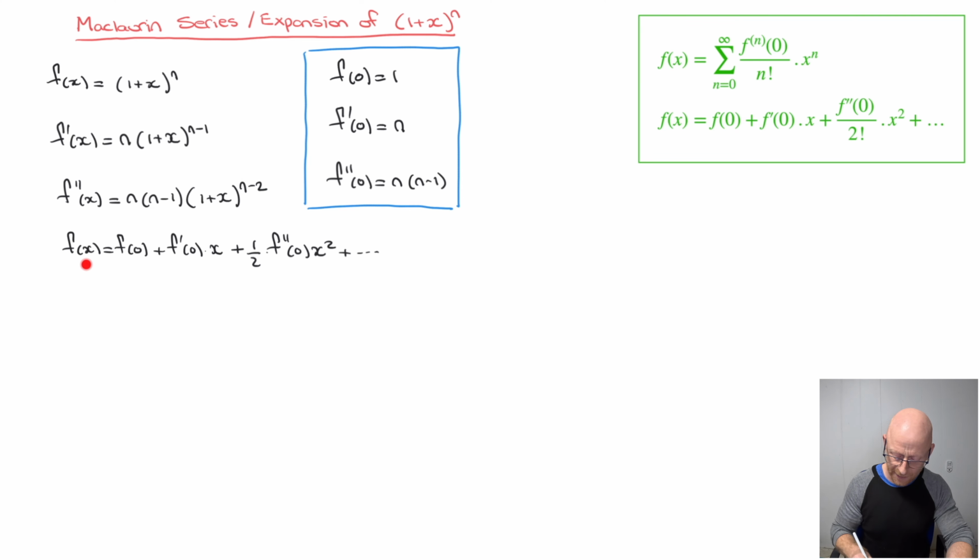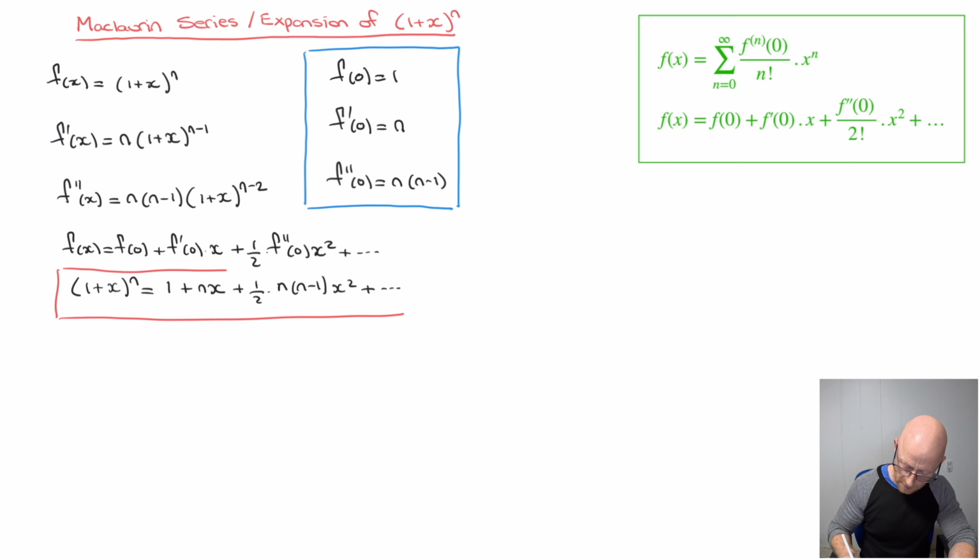Okay, now using the fact that f of x is 1 plus x raised to the power of n, and the fact that f of 0 is 1, f dash of 0 is n, and f dash dash of 0 is n times n minus 1, we can go ahead and write the Maclaurin series for 1 plus x raised to the power of n as 1 plus n times x plus 1/2 times n times n minus 1 times x squared plus 3 dots.